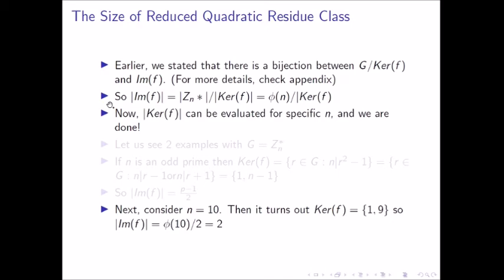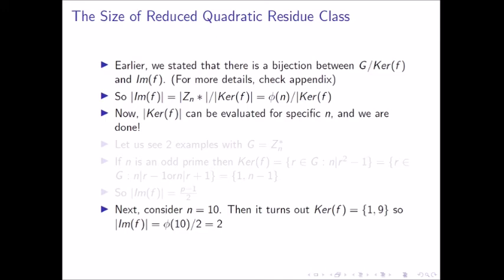Next, consider n is equal to 10. Then it turns out the kernel of f is equal to {1, 9}. This isn't hard to see, just evaluate the function. There are only 4 elements which have a GCD of 1 with 10 and are less than 10. Those are 1, 3, 7 and 9. 3 and 7 are not in the kernel because 3 squared is equal to 9 and 7 squared is also equal to 9 in Z10.